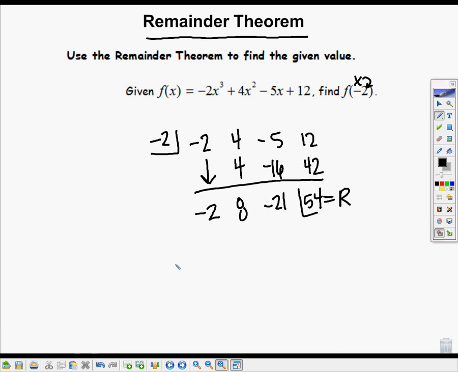So remember, what this tells me with remainder theorem is that the value of f at negative 2 is equal to 54. So the process is the same. It's the vocabulary that indicates what we are supposed to gather from the process. Okay?